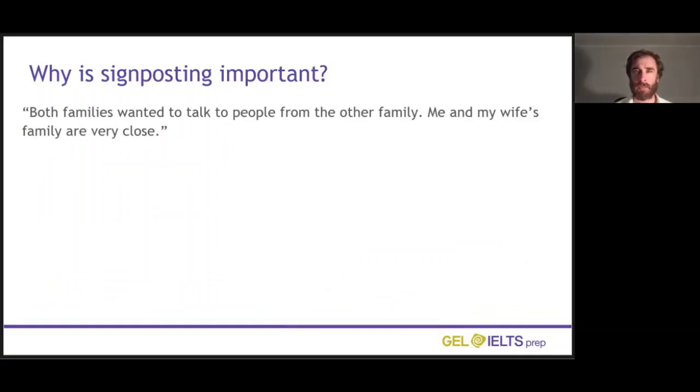So why is signposting so important? Well, without signposting, it can be difficult to know what somebody is actually trying to say. Let's look at this example sentence. It comes from a student in part 2 speaking about a wedding. Both families wanted to talk to people from the other family. Me and my wife's family are very close.